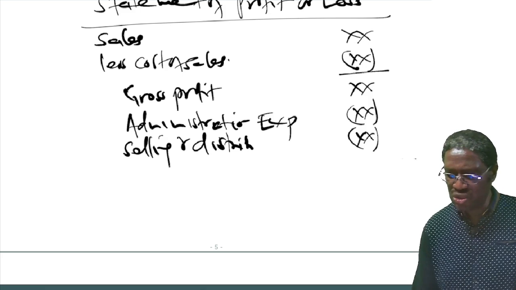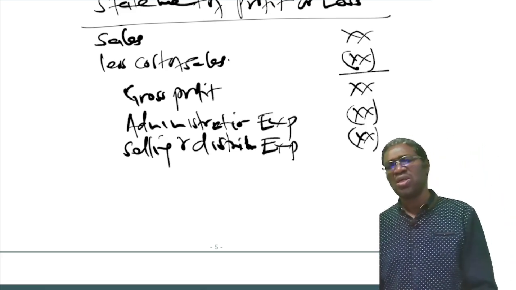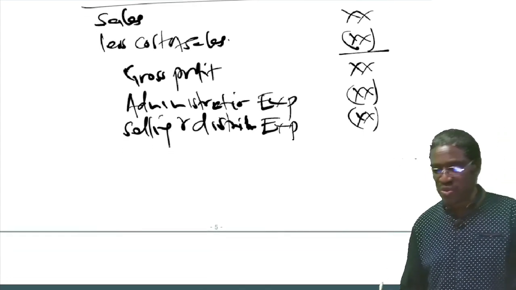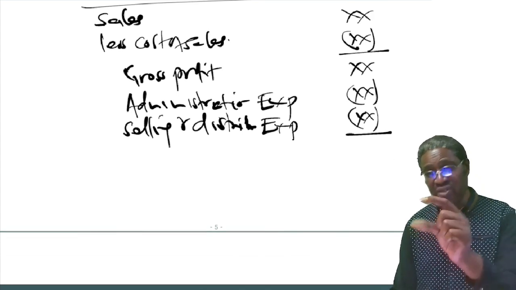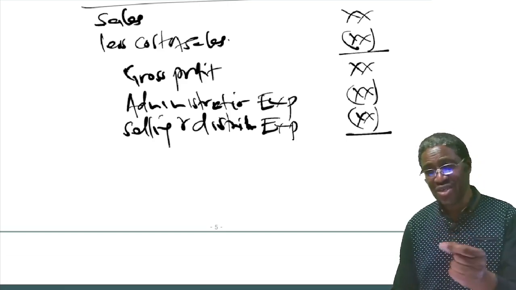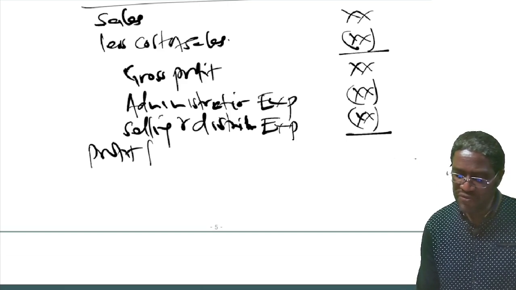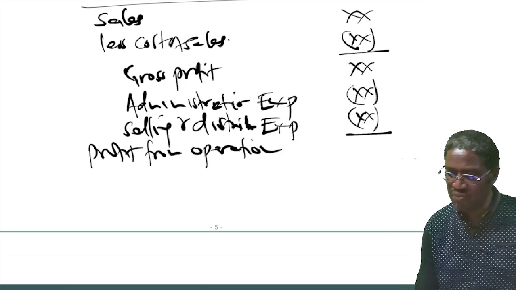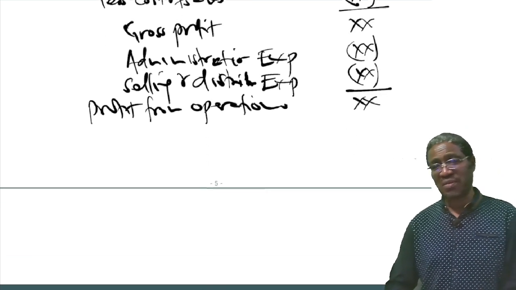Selling and distribution expenses, or some books will just call them distribution expenses. Good. Once you minus those expenses, get the net from the gross profit. You have minus the admin expenses. You have minus the selling and distribution expenses. You get what we normally call profit from operations, whatever it is that you get as the net amount.